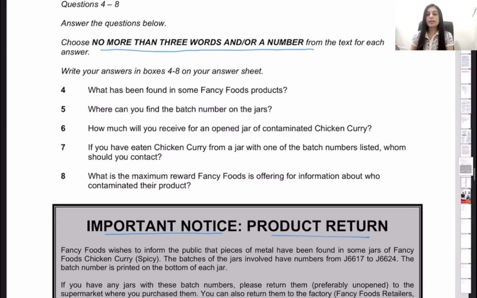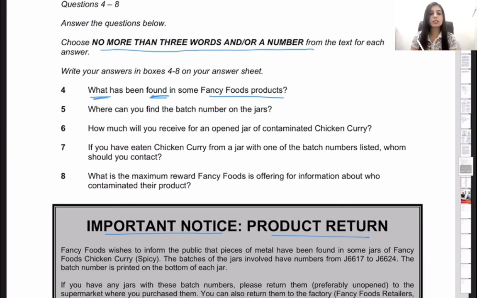Step 2 is done. Step 3 is that we read the statements. All the questions have to be read, and we have to underline the keywords and think about the synonyms simultaneously. So the first question says, what has been found in some fancy foods products? So found is the major keyword here. What has been found in these products? That is question number 1.